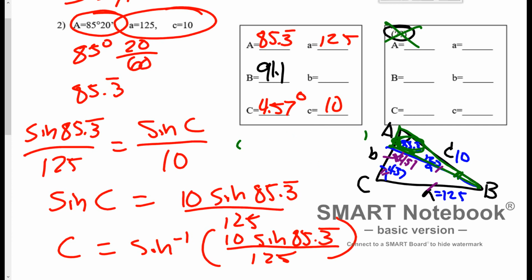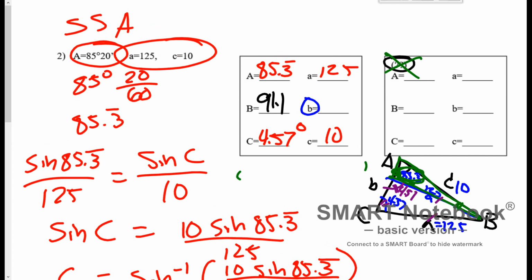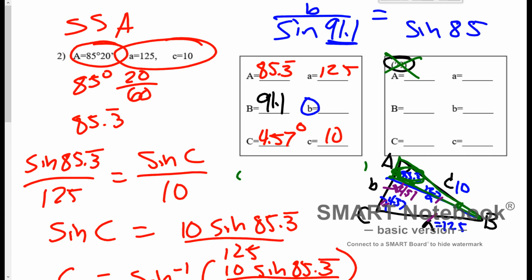All I need to finish that out is side B right here, right? So I can set up B given the angle 91.1, and then set that equal to my original, what I'm given. I don't want to use C because I had to round that. It's okay here, that's fine because I have to use that. And then sine of my original angle, and then over that side that's given, 125.